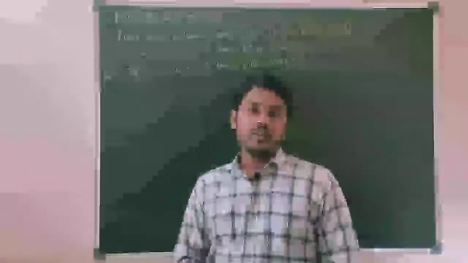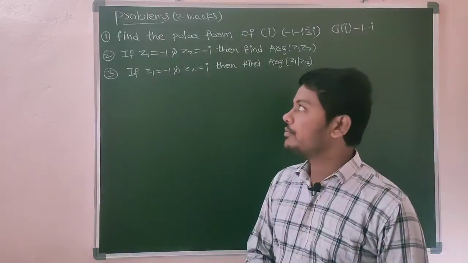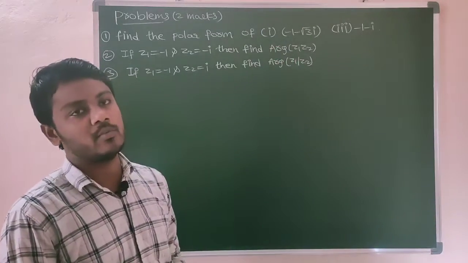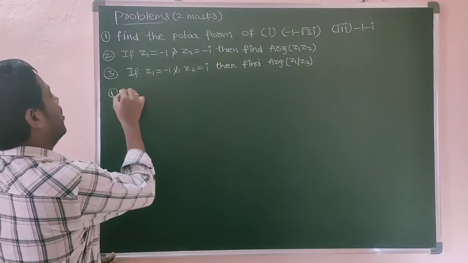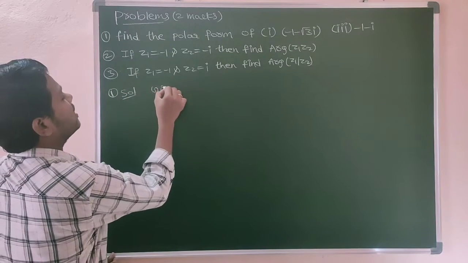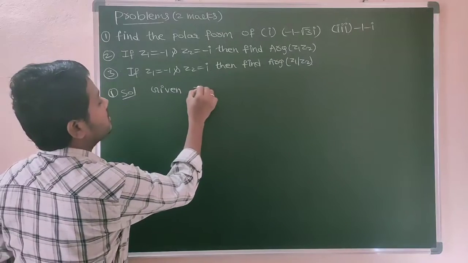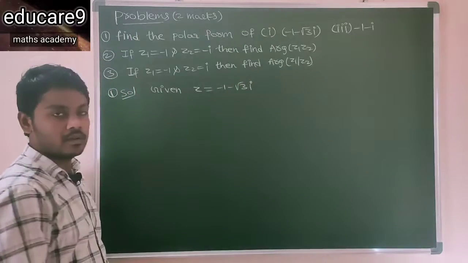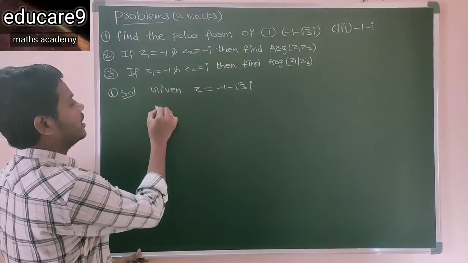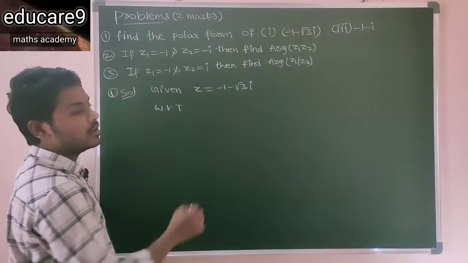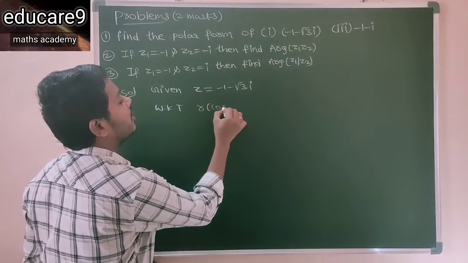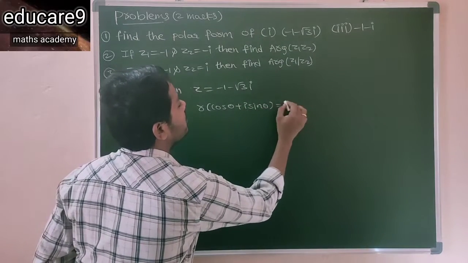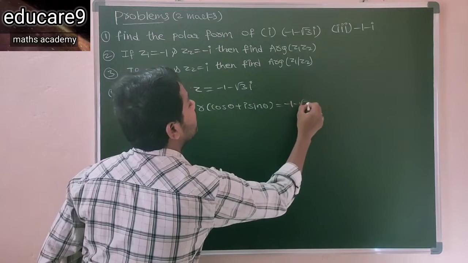Hi, hello everyone. For this session, we will discuss a few problems. So, see the first one. Find the polar form of the complex number. So, see here. Given complex number, that is z is equal to -1 minus root 3i. So, you know that z is equal to r times cos theta plus i sin theta, is equal to -1 minus root 3i.